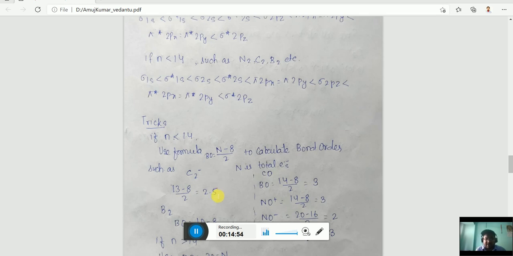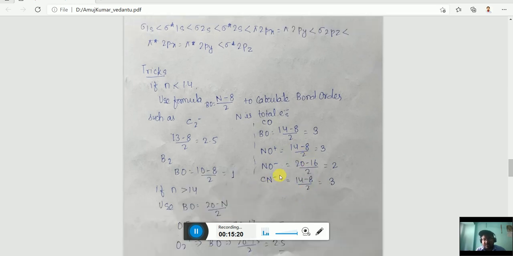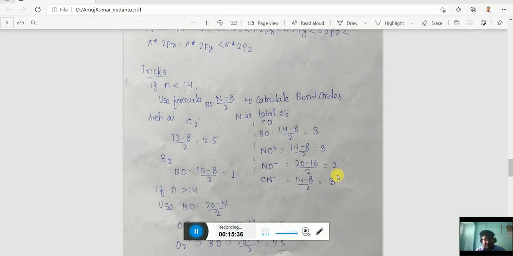With this formula, you can calculate within 2 seconds, within 5 seconds. If anyone says calculate the bond order of CO or BO, here in case of BO, there will be total 14 electrons, minus 8 by 2, so total bond order will be 3. In case of NO plus, total bond order will be 3. Here total electrons will be 14, minus 8 by 2. Similarly, in case of CN minus, total electrons will be 14: carbon 6, nitrogen 7, 6 plus 7 is 13, plus 1 is 14, minus 8 divided by 2, so bond order for CN minus will be 3.